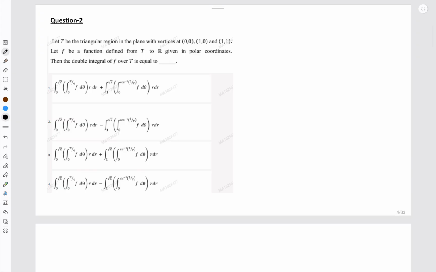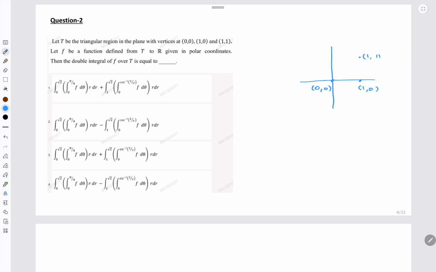Question number 2 seems difficult from the options, but it is very easy. You can actually solve this question without actually solving. We have been given a triangular region. This is origin 0, 0, this is 1, 0, and this is 1, 1.